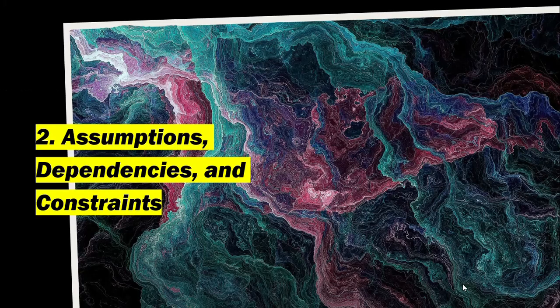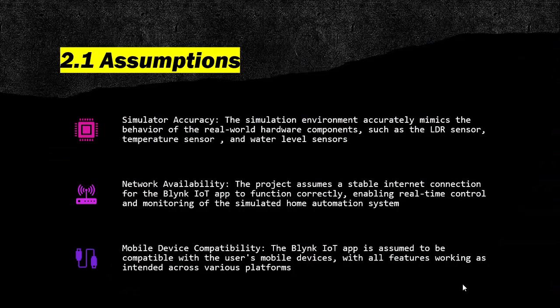Then assumptions, dependencies, and constraints. So assumptions, we are assuming that simulator accuracy is very high. So it accurately mimics the behavior of real-world hardware components such as LDR sensor, temperature sensor, water level sensors. So these are the sensors we'll be using in this project.